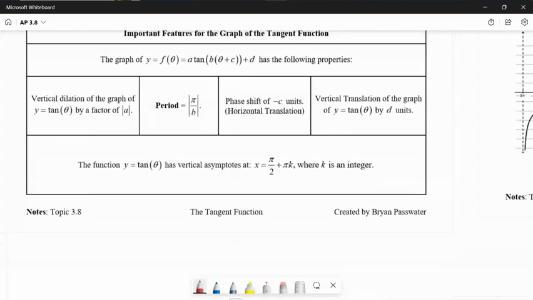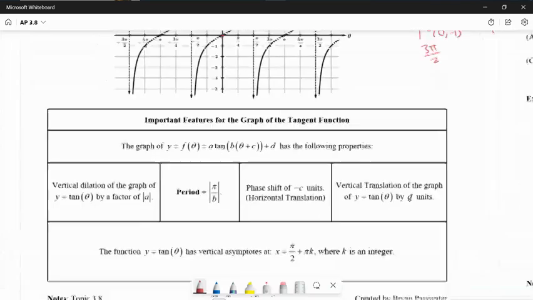So the function y equals tan theta has vertical asymptotes at pi over 2, and then you add pi as many k times as you want. K is just an integer. So that's how we describe that the vertical asymptote is going to be at pi over 2, and then just keep adding pi or subtracting pi an infinite number of times. All right, so that's really the vertical asymptote.